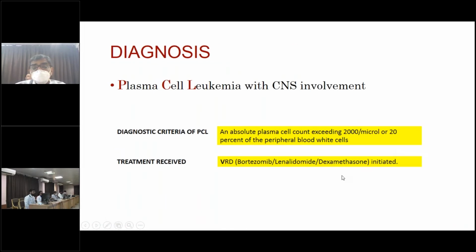So the diagnosis was a plasma cell leukemia with CNS involvement, wherein the patient presented with seizures to the Department of Neurosurgery. The patient had more than 2000 per microliter of plasma cells, or 20% of the peripheral blood white cell percentage. And the treatment received was again a triplet induction regimen comprising bortezomib, lenalidomide, and dexamethasone.